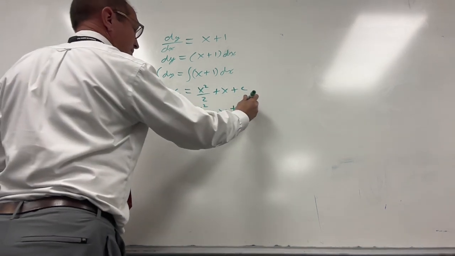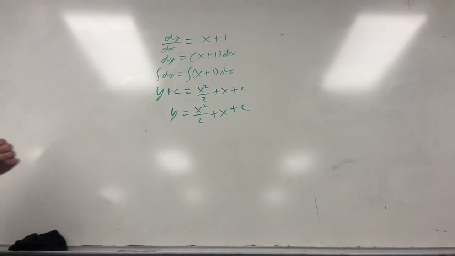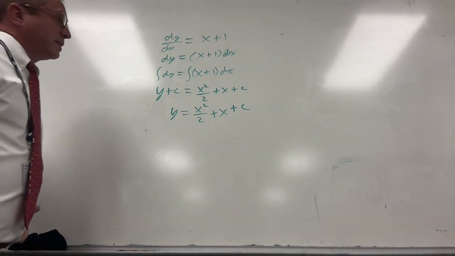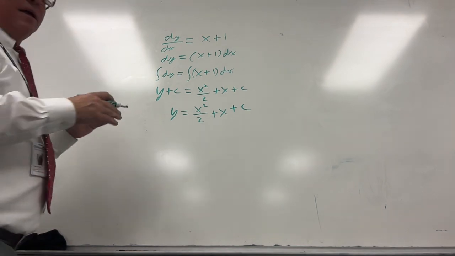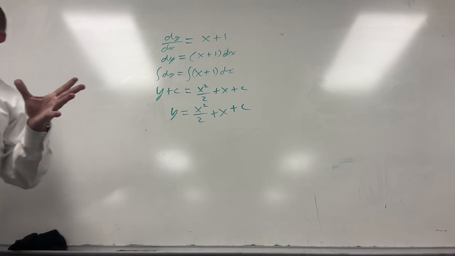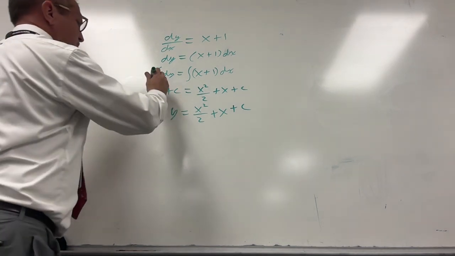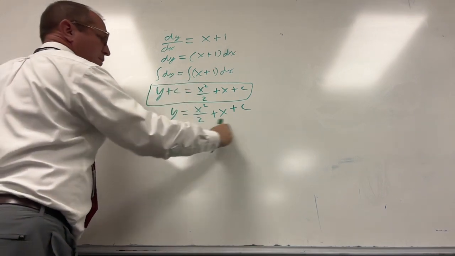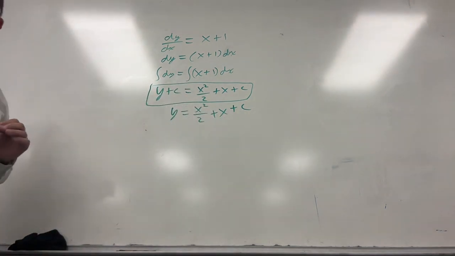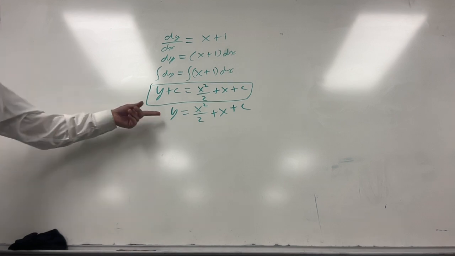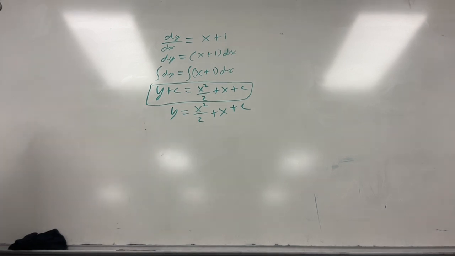C minus C is C. Okay. Again, that goes against everything you learned in your math classes up till now. C minus C is C. Now, from here on out, when we do differential equations, I'm not going to show this step right here. I'm going to jump straight from here to here. I think y'all can see why.